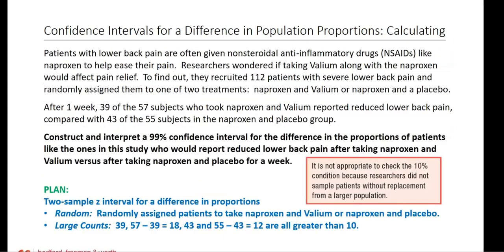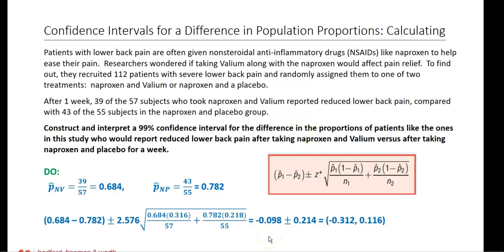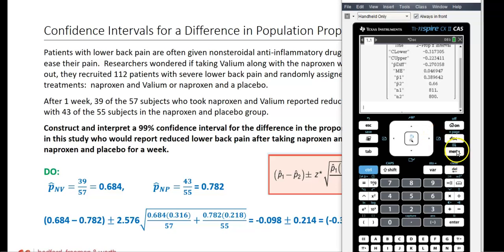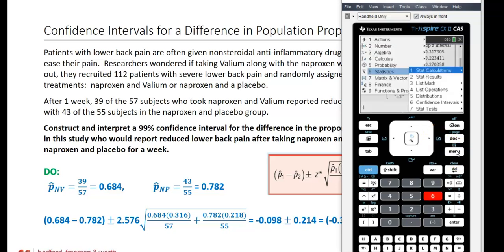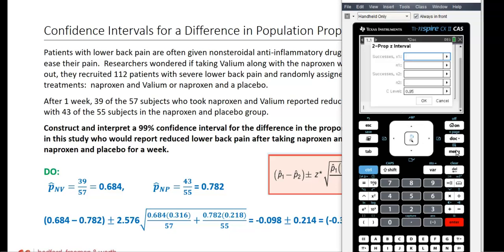If I go back to what the difference is, it tells us there. So let's just do this in the calculator and see if we get the same answer, just to double check our work here, right? So menu 6, 6, and it's 2-prop z interval. So 6, 6, 6, 6. Whoa, whoa, menu 6, 6, 6. Hopefully you're not too superstitious here. The order was, I guess we're doing NV first.